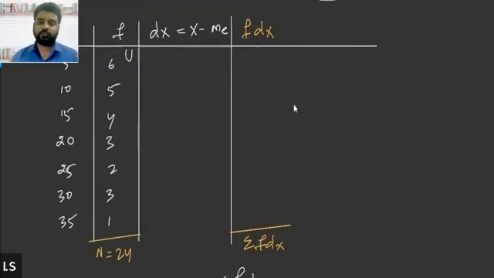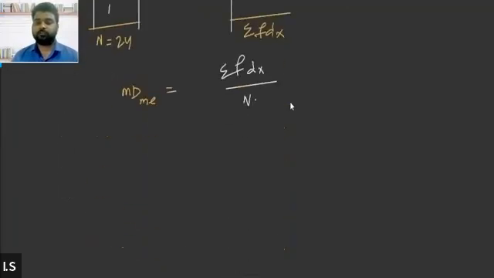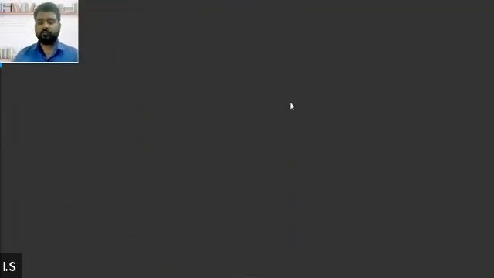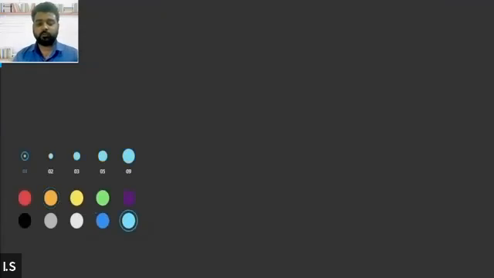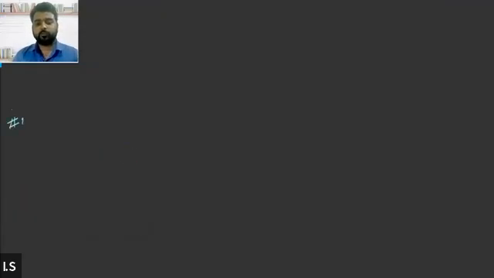Okay, so as soon as we are able to calculate the median, we will be able to calculate the dx also, and once the dx is calculated, we will be able to find out the f dx also. So let's start with the median first. For that we will have to prepare a working note. So let's prepare a working note. Working note.